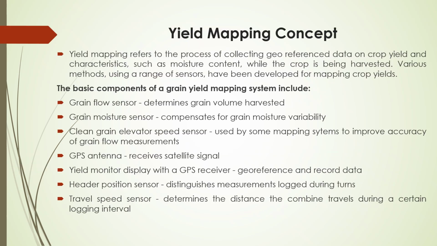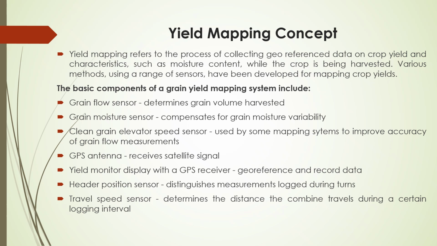Here the next topic is yield mapping concept. Yield mapping refers to the process of collecting geo-referenced data on crop yield and characteristics such as moisture content while the crop is being harvested. Various methods which use a range of sensors have been developed for mapping crop yields.